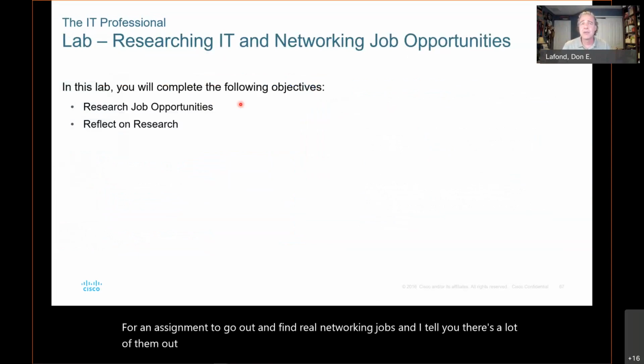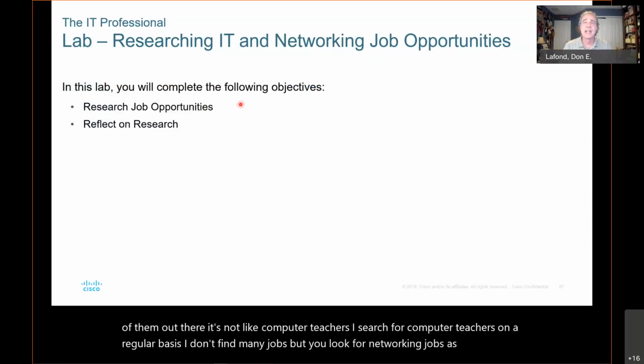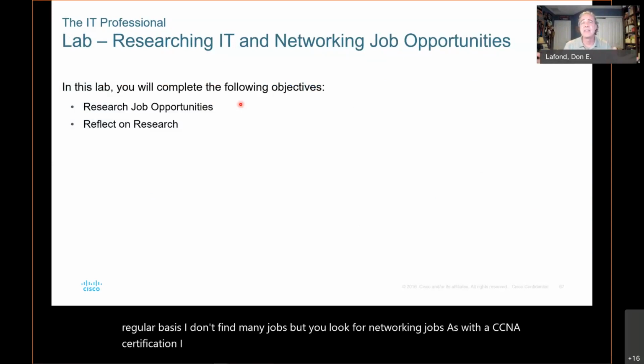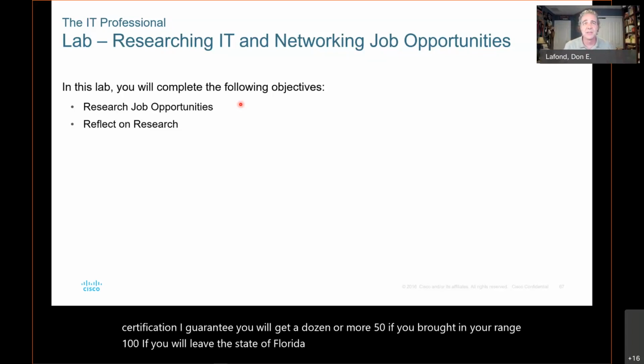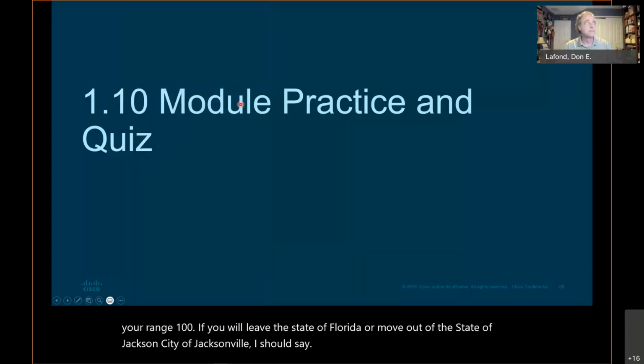It's not like computer teachers. I search for computer teachers on a regular basis. I don't find many jobs, but you look for networking jobs. With a CCNA certification, I guarantee you will get a dozen or more, 50 if you broaden your range, 100 if you'll leave the state of Florida or move out of the city of Jacksonville, I should say. That is our presentation.